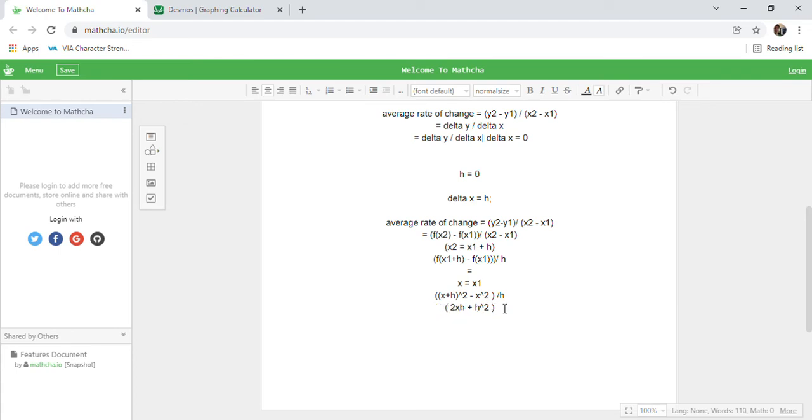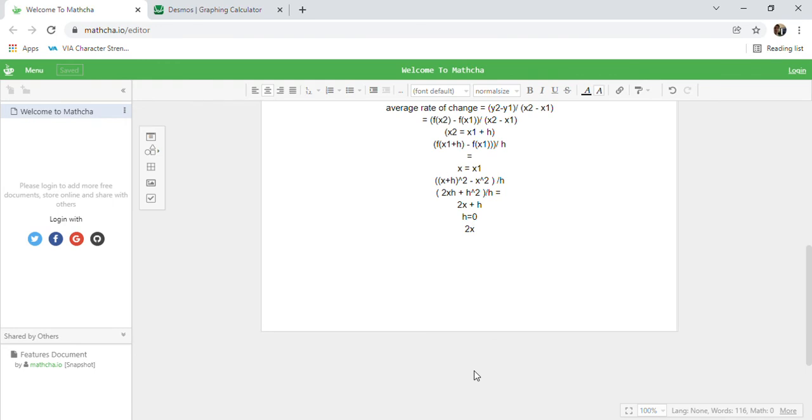And of course, this is all divided by h. But look what else cancels. h cancels. So you end up with 2x plus h, right? Because h squared divided by h is h, and then 2xh divided by h is 2x. Basic algebra. So this is what you end up with, 2x plus h. But remember our little secret that h equals 0, so this is actually 2x.